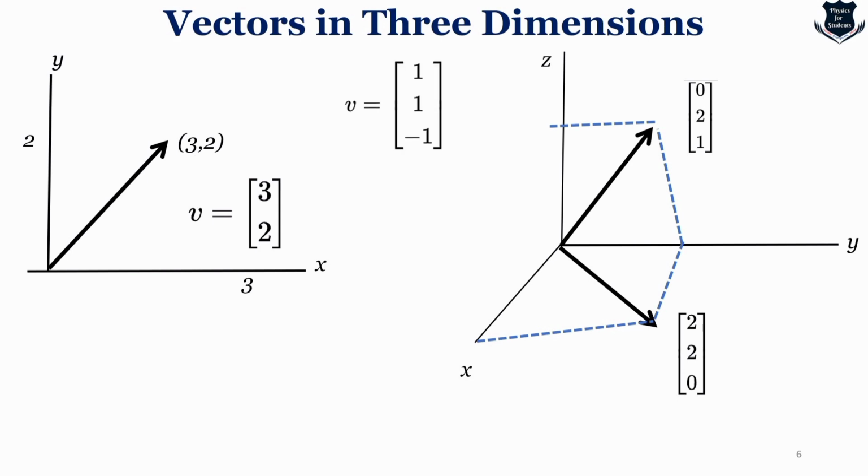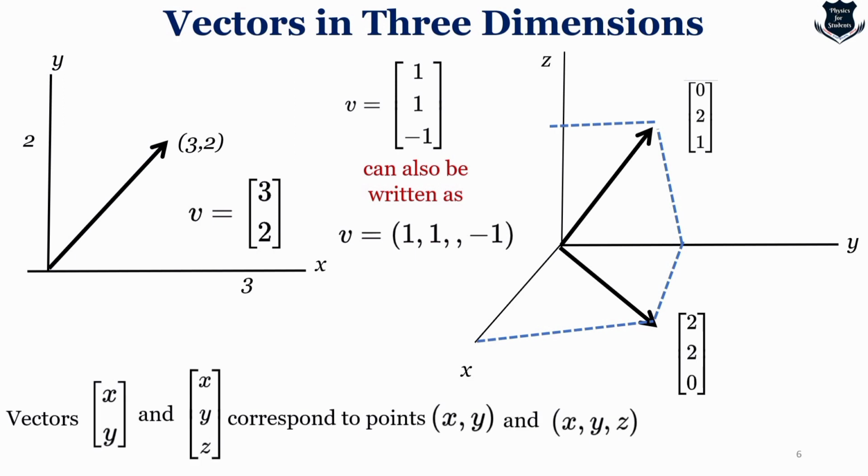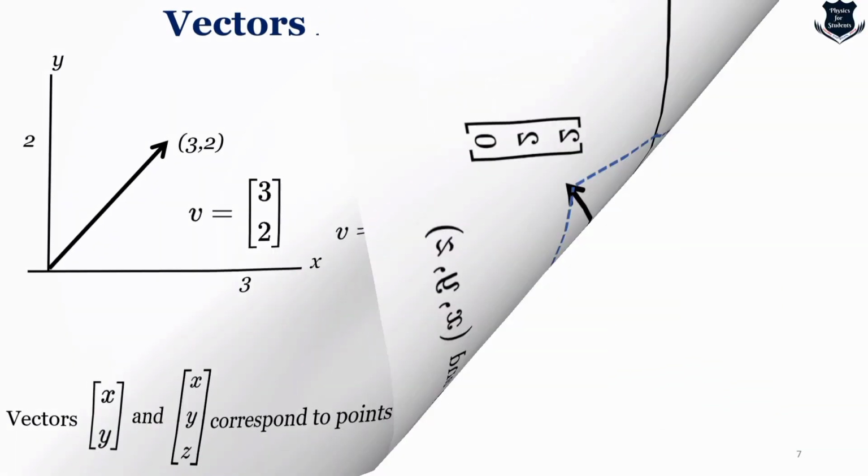Now if you take a vector, something like 1, 1 and minus 1, we can write it something like this, right? v equals 1, 1, minus 1. It is called a row vector, right? So what we get from here is that vectors of xy component and xyz component actually correspond to point xy, which is in 2 dimensions, as well as xyz, which is in 3 dimensions. Now we will soon see why this 1 1 1 is written in parentheses. Let us turn the page and see what is next.